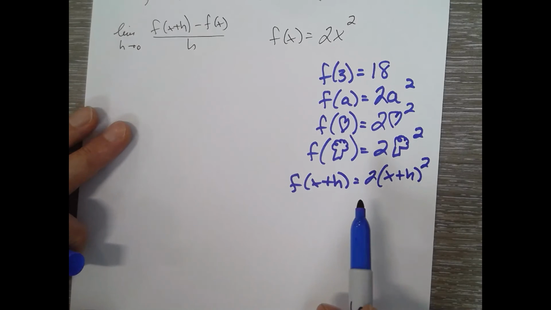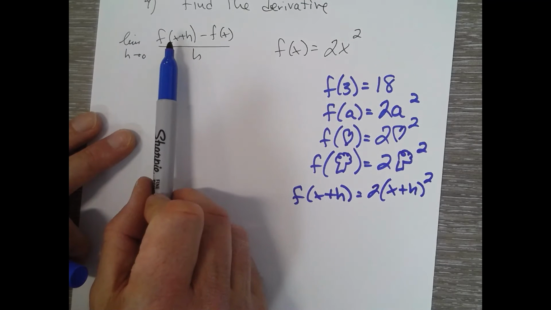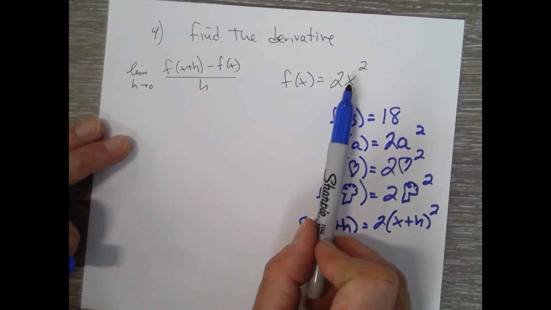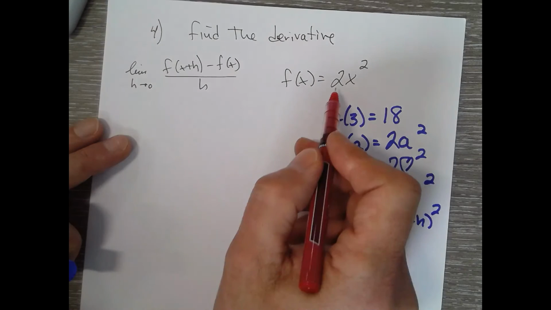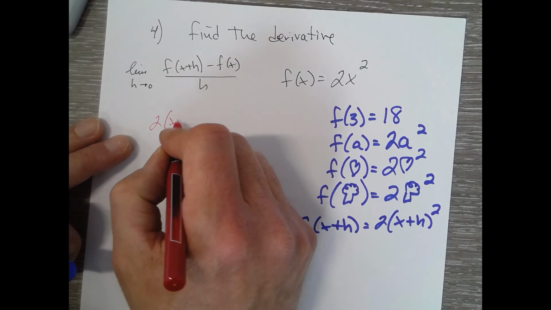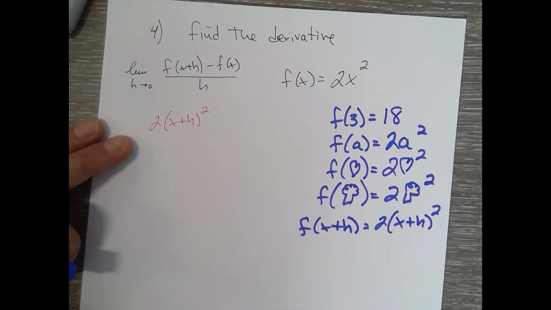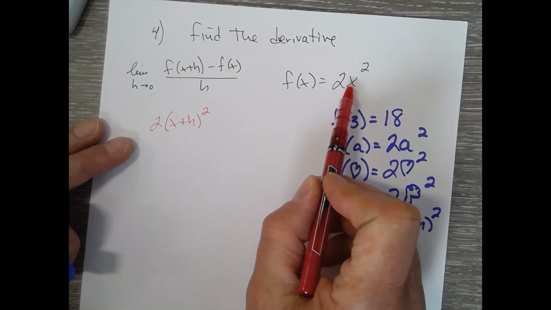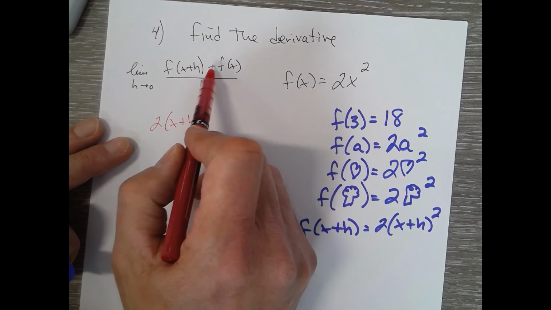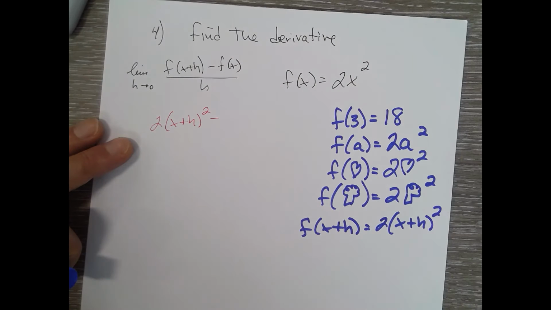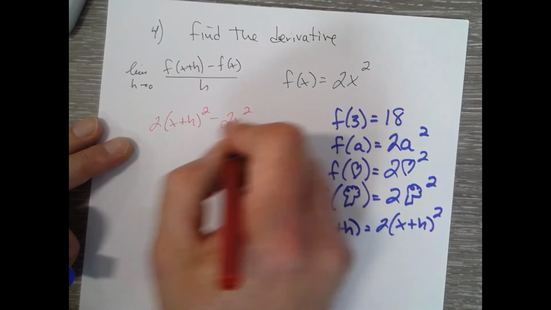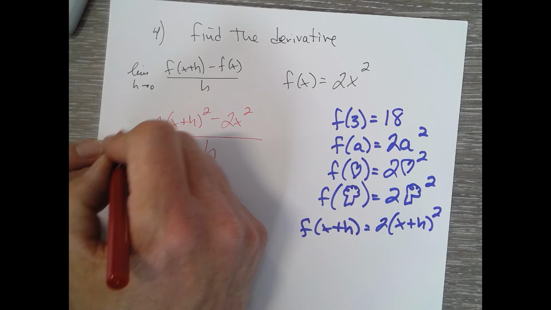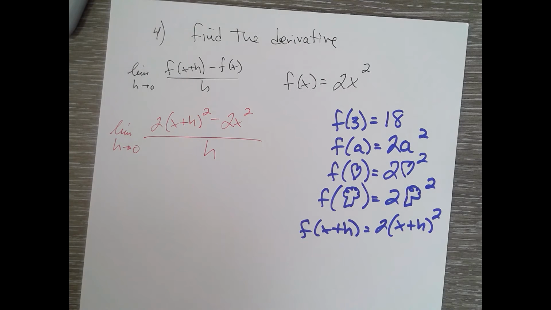So in the difference quotient, you're going to have to find f of x plus h. You take your x plus h and put it in for your variable x. So the first part is going to be 2 times x plus h squared, because I put x plus h right there, minus f of x. Well, what's f of x? 2x squared, over h, as h goes to 0.